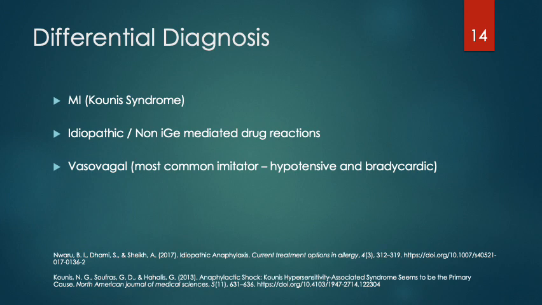Some differential diagnoses for you: consider an MI, or what might look like a myocardial infarction, although it is secondary to anaphylaxis, which is Kounis syndrome. You may see some idiopathic or non-IgE mediated drug reactions, or classically see what you may see as a vasovagal, which is the most common imitator for distributive shock secondary to anaphylaxis in your hypotensive and bradycardic patient.